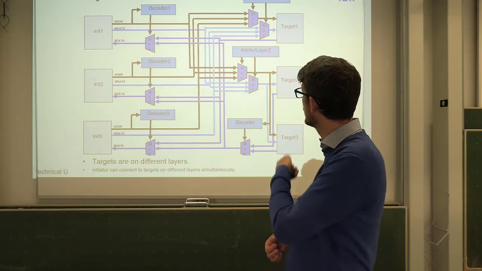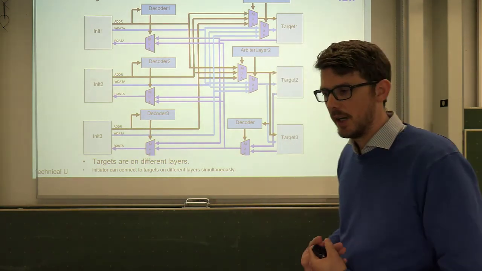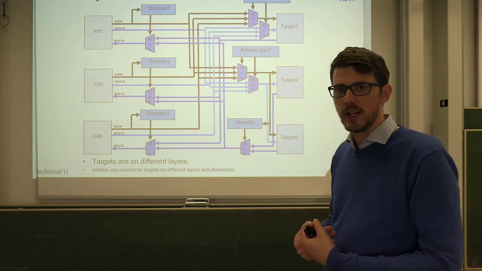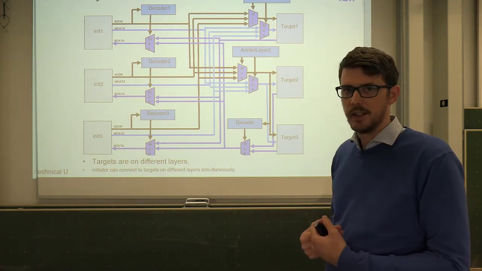So the issue is this is of course cheaper than a crossbar. It has fewer wires, it has fewer arbiters. So putting in a crossbar might be just overkill at some parts of your SoC. Therefore, then go with this layered design.